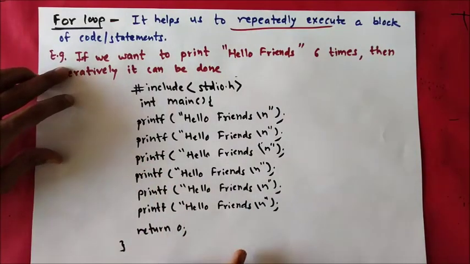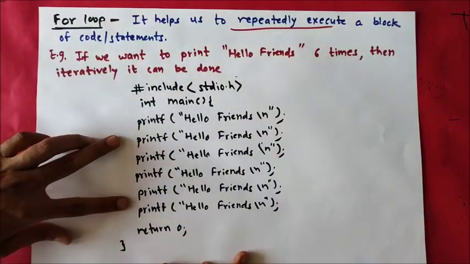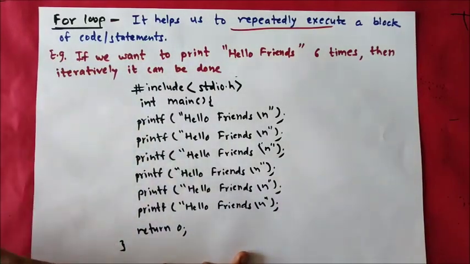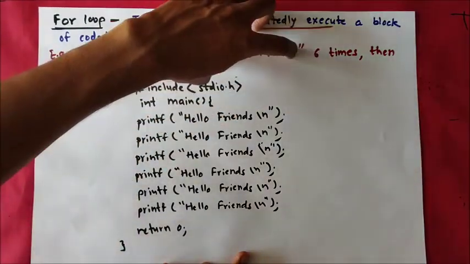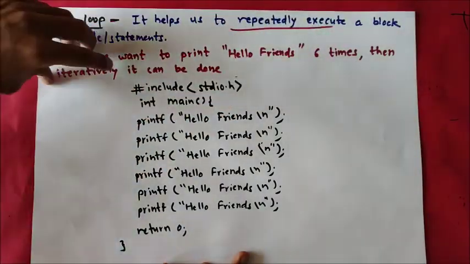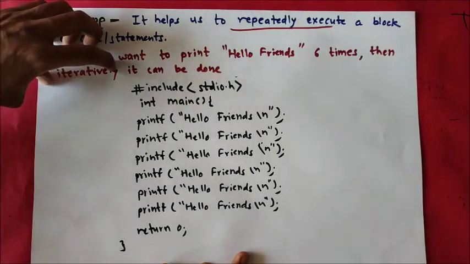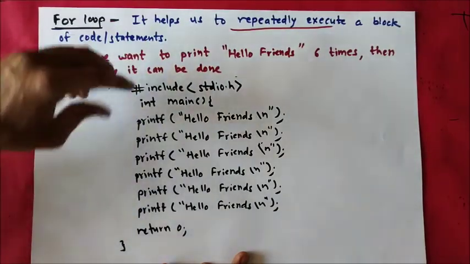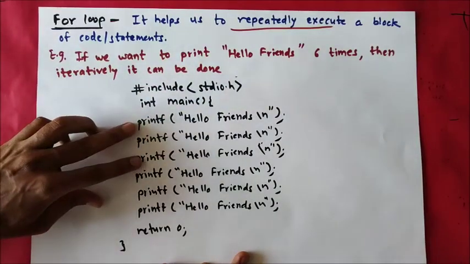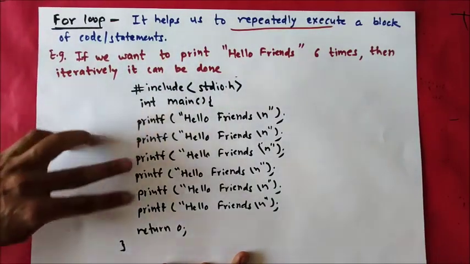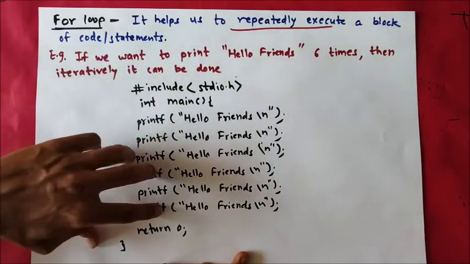For example, this is an example. See, if you don't use a for loop, what happens? And then if you use a for loop, what happens? We'll see that. Now if you want to print hello friends 6 times iteratively, without using a for loop, it can be done like this. You can see #include stdio.h, main is there, and then in the body of main, 6 times you have to write the printf statement, hello friends, hello friends.